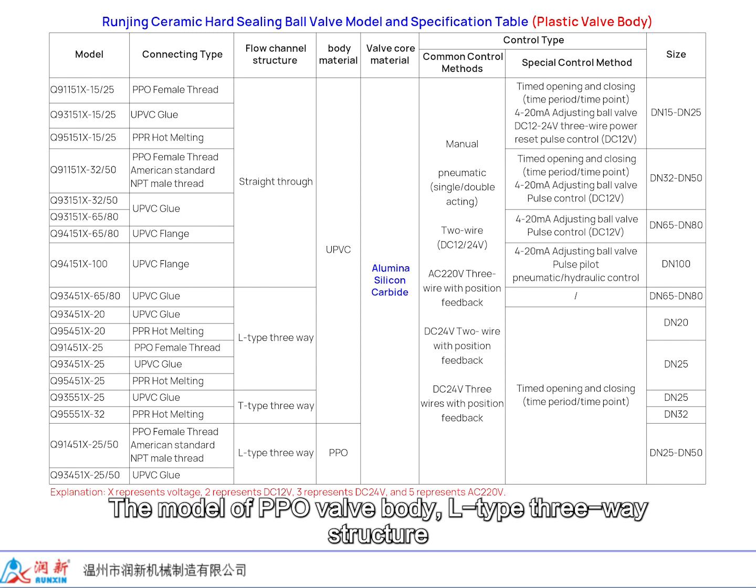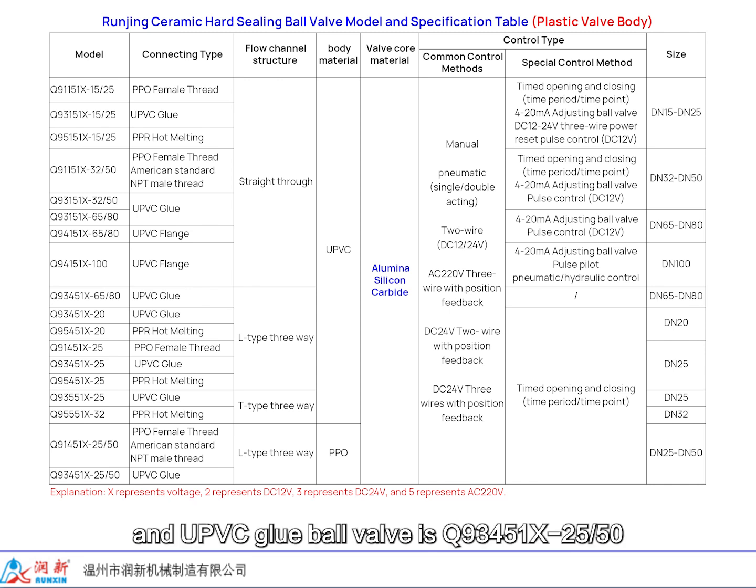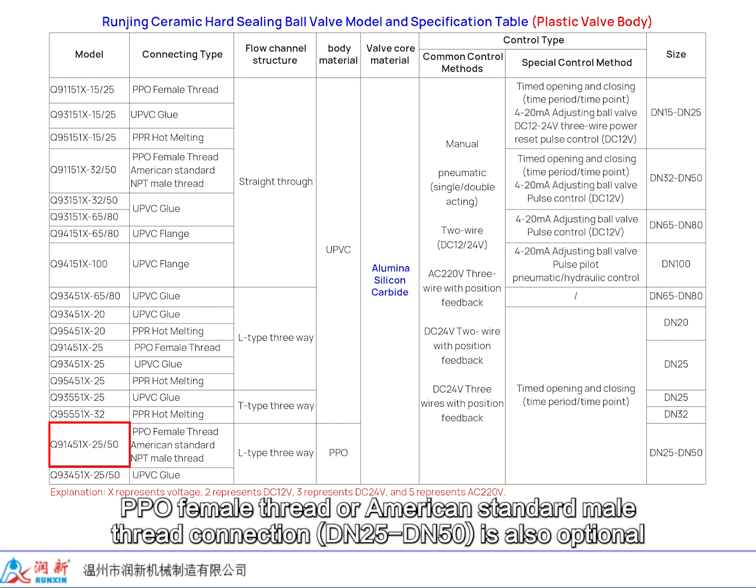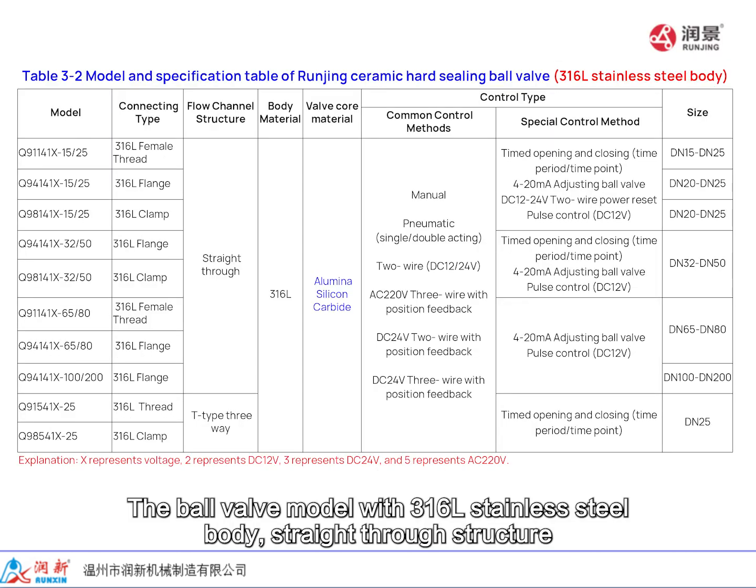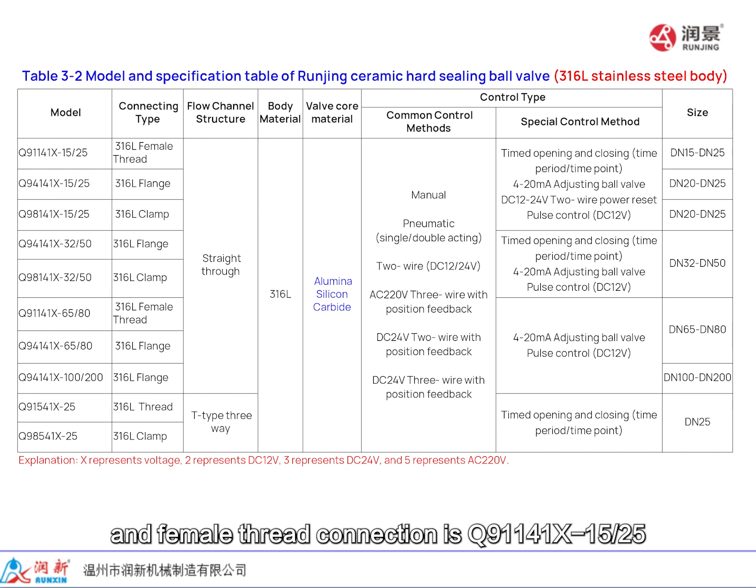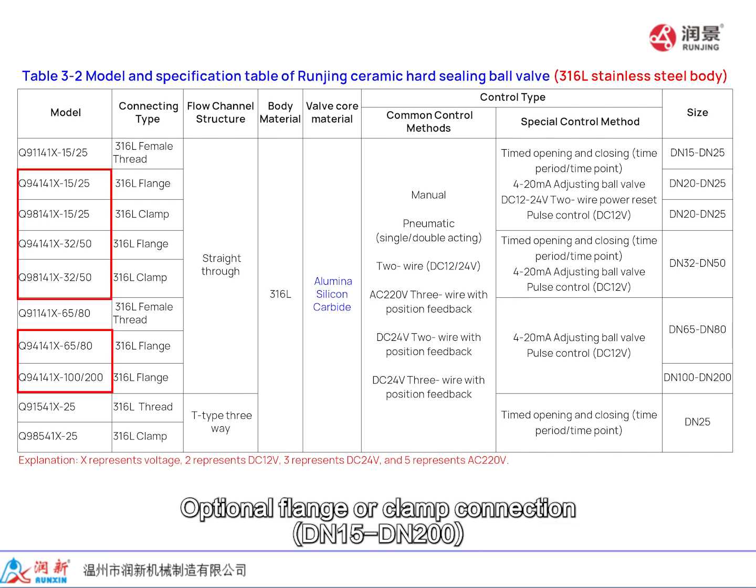The model of PPO valve body, L-type 3-way structure, and UPVC glue ball valve is Q93451X25 or 50. PPO female thread or American Standard male thread connection is also optional. The ball valve model with 316L stainless steel body, straight-through structure, and female thread connection is Q91141X15 or 25. Optional flange or clamp connection.